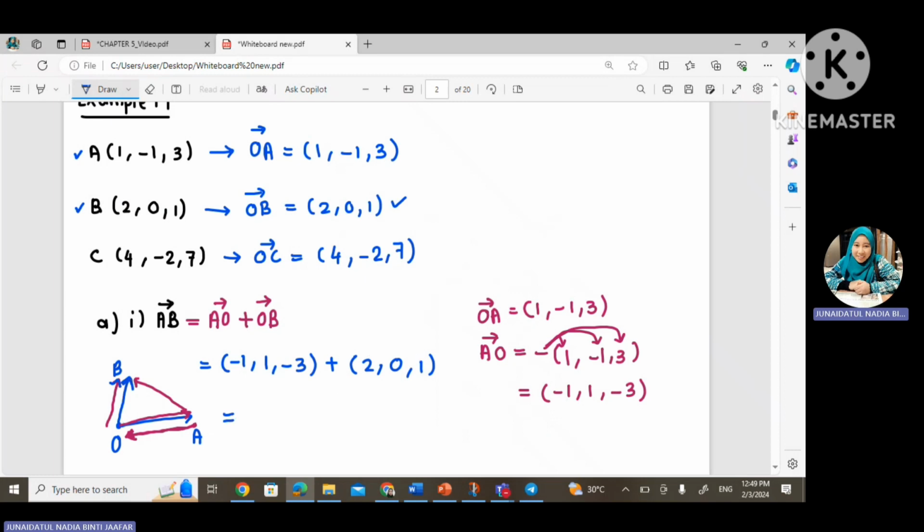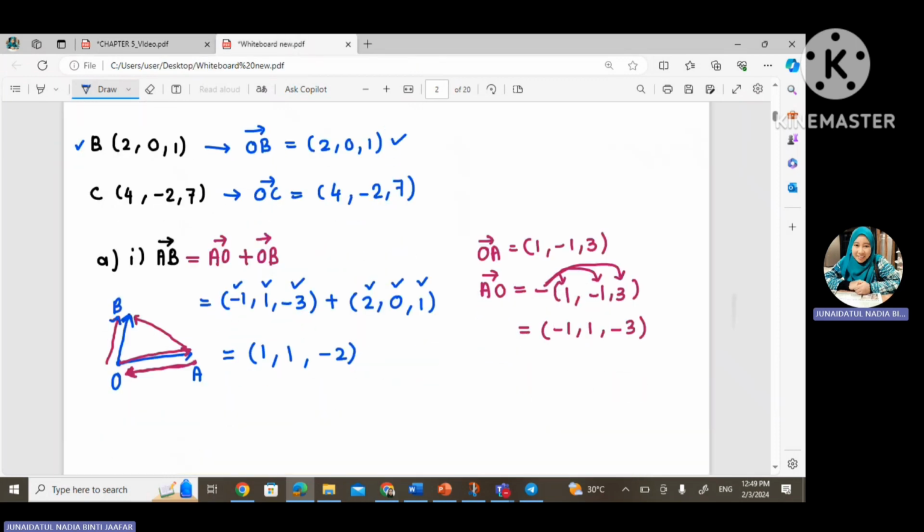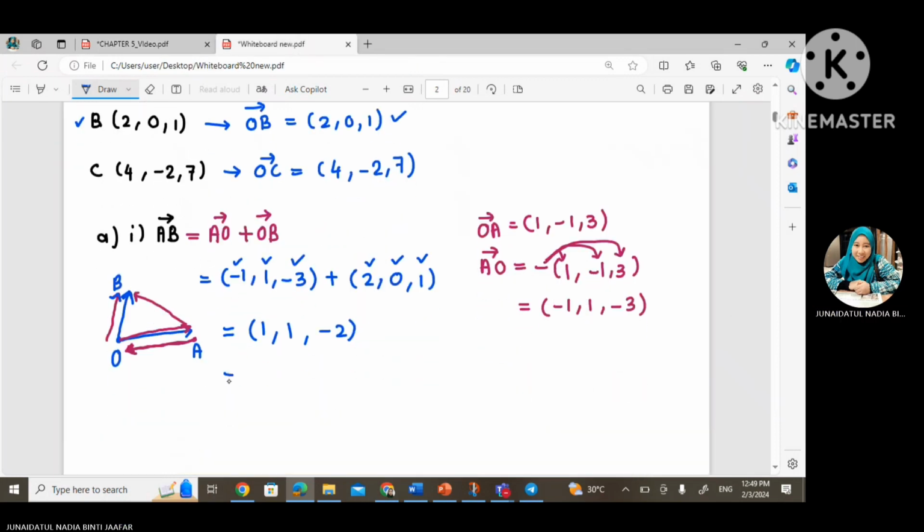Okay, next step we simplify. So negative 1 plus 2 is 1. And then 1 plus 0 is 1. Negative 3 plus 1 is negative 2. Okay, and then the question wants us to express in terms of I, J, and K. So we have 1 I, plus 1 J, and then minus 2 K. So this is the resultant vector of AB in terms of I, J, K.